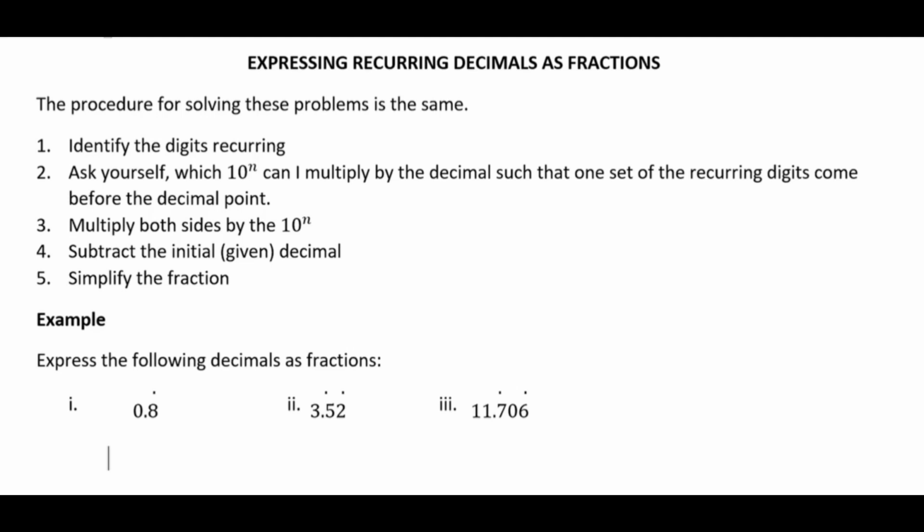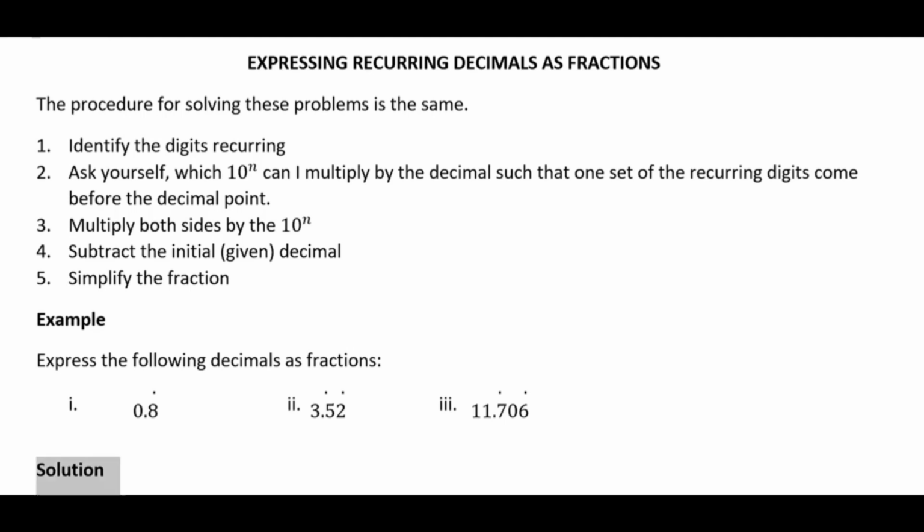Then multiply both sides by the number you have identified as your 10 raised to power n. Subtract the initial, that is the given decimal, then simplify the fraction. We have these 3 questions as our example.